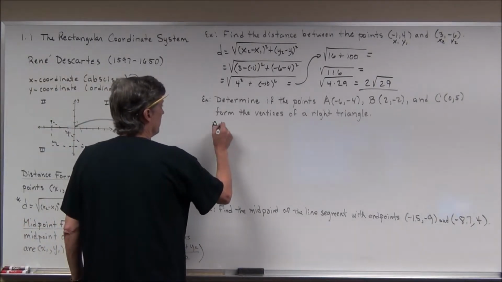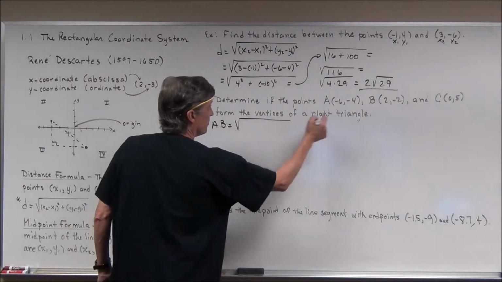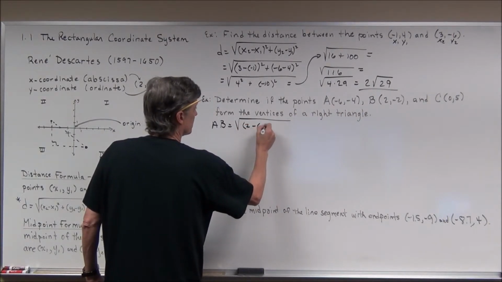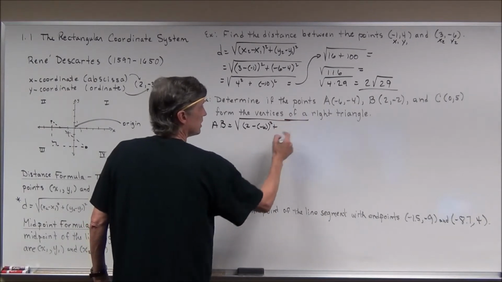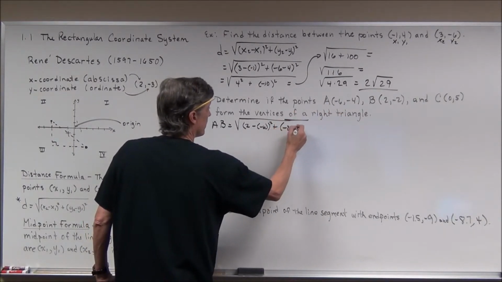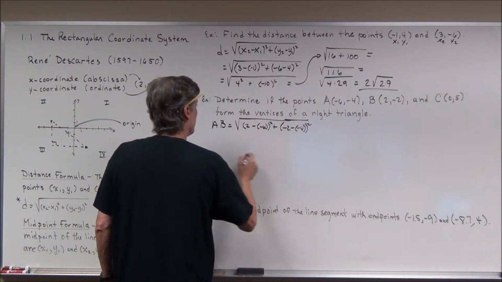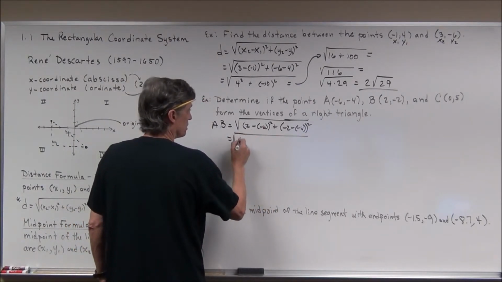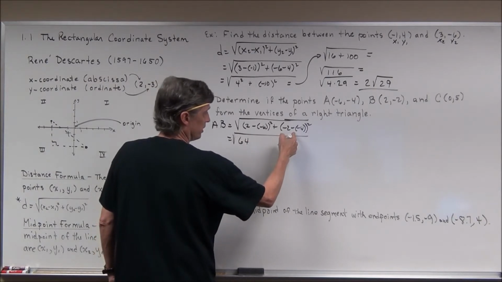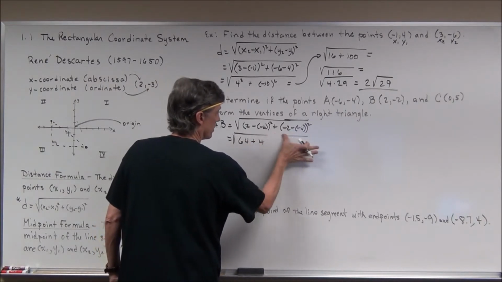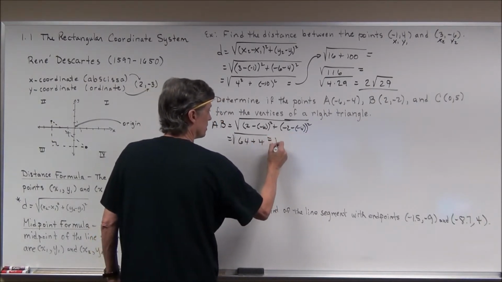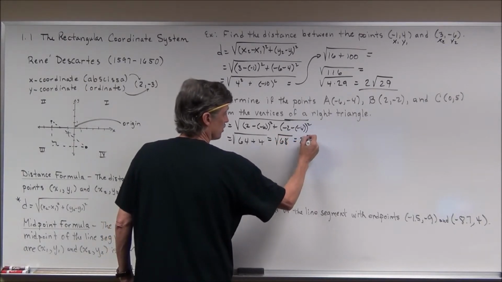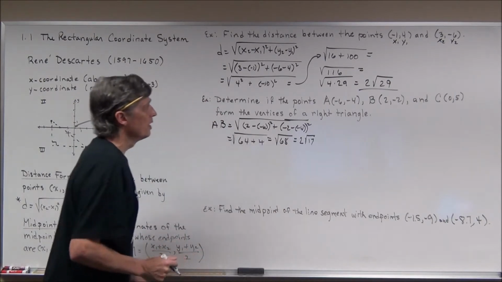So let's find AB. AB would be the square root of -2 minus -6 squared plus -2 minus -4 squared. That's 8 squared, 64, plus 2 squared, that's 4. And that's the square root of 68, which is better known as 2 square roots of 17.